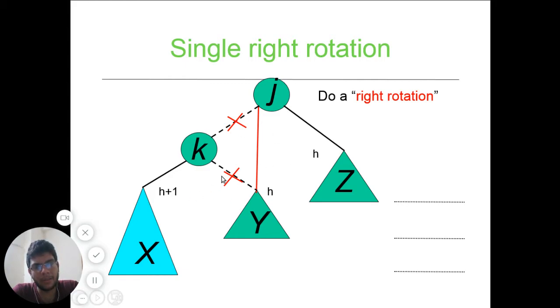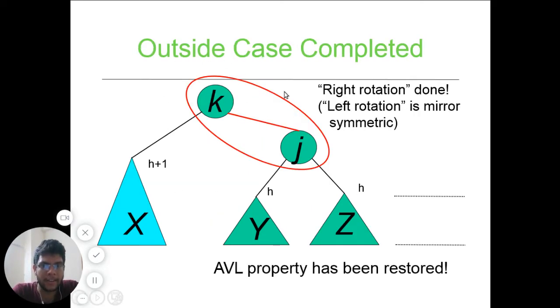And because K has become the new root of the tree, J needs to be joined as a child of K and inherit this. Right rotation done. K becomes the new root, J becomes the right child of K, and Y is joined as a left subtree of J.